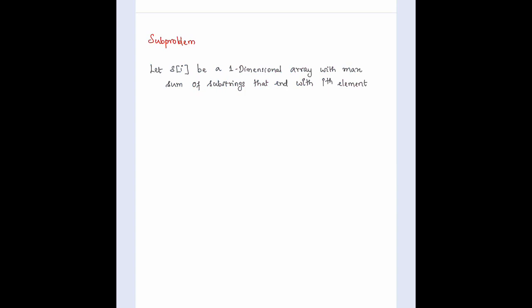The first step is to define a subproblem, which would be a miniature version of the main problem. Here, let's assume that a one-dimensional array S of i represents the maximum sum of substrings that end with the ith element. So in this example, S would just have the max values for each element. So S would be 5, 20, minus 10, 10, 5, 45 and 55.